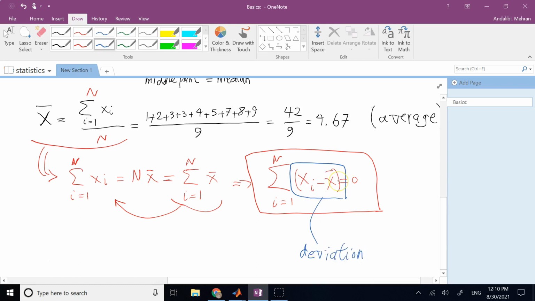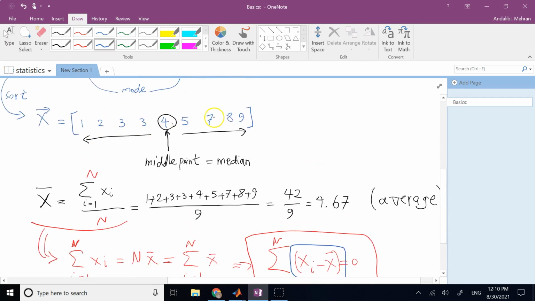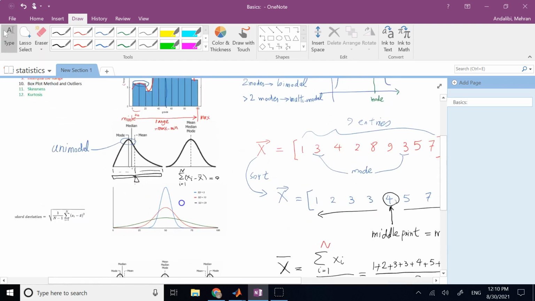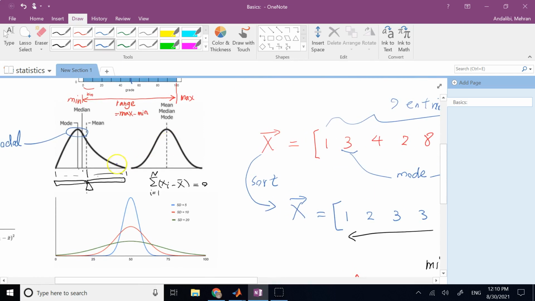And we'll use it later when we calculate the standard deviation. So deviation is the distance between each data point to x bar. So if you subtract all of these data points from 4.67, that gives you the deviation for each data point. Okay?